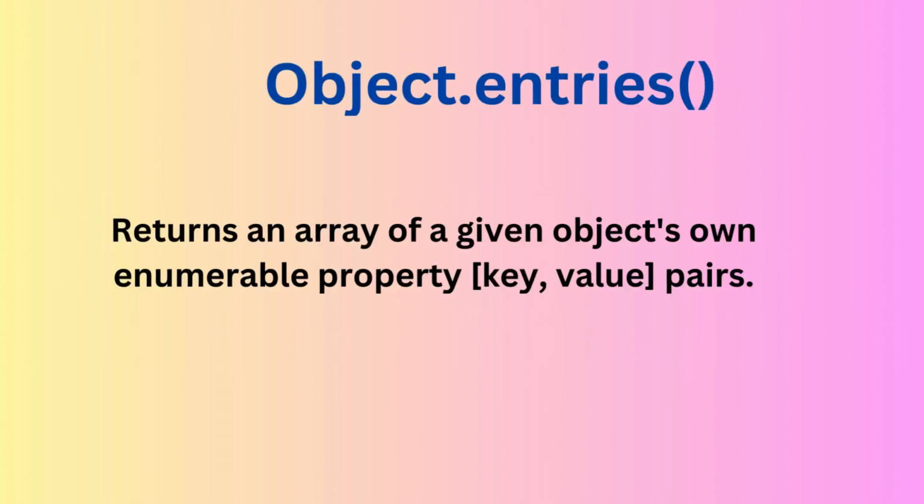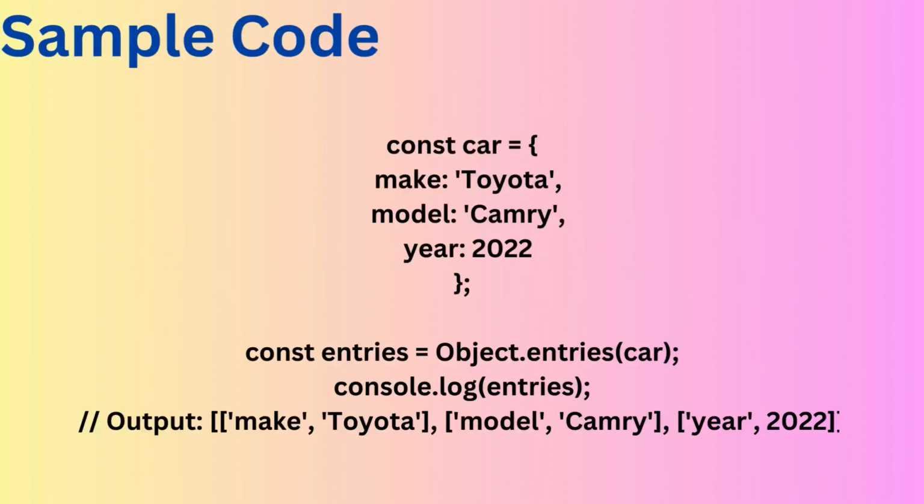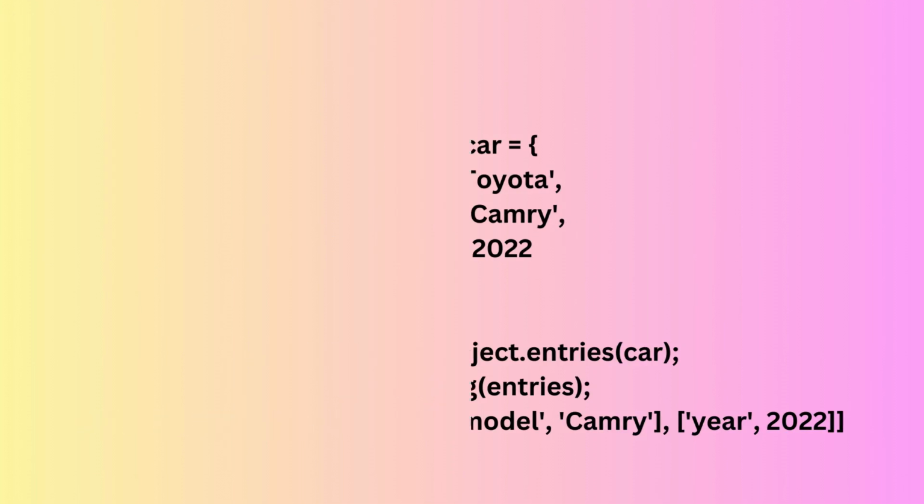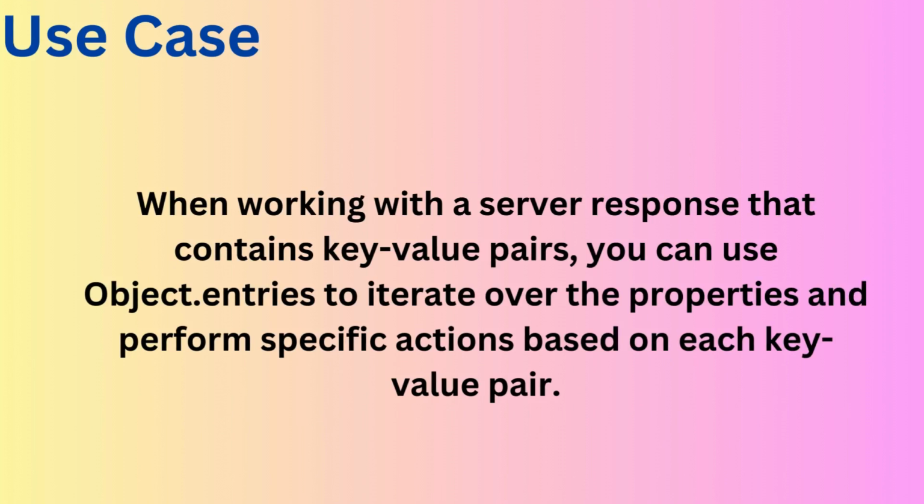Object.entries returns an array of a given object's own enumerable property key-value pairs. Use case: when working with a server response that contains key-value pairs, you can use Object.entries to iterate over the properties and perform specific actions based on each key-value pair.